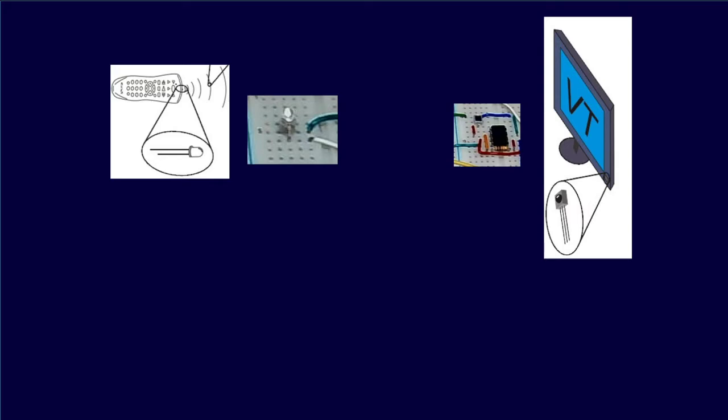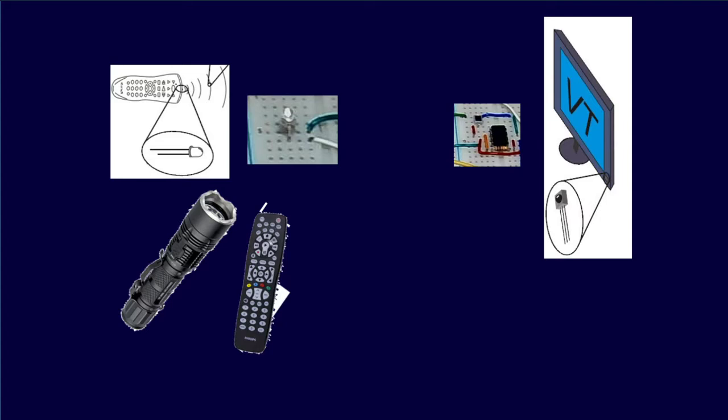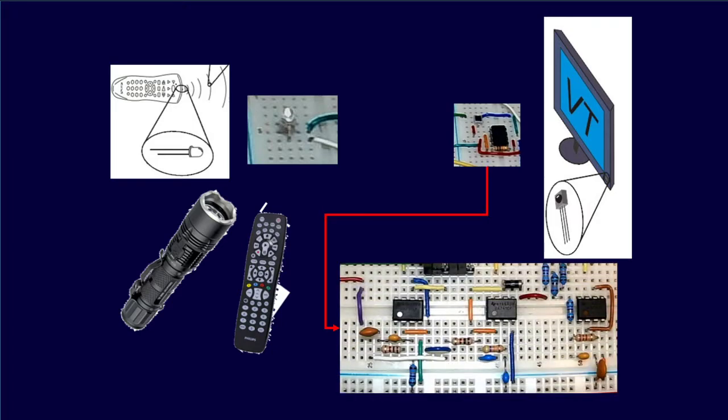Two sources of light will be the interferences. A flashlight that flashes at 250 Hz, which represents low-frequency interferences, and an actual remote control with a 38 kHz carrier to represent high-frequency interferences. The signal from the photoreceiver will be input into the circuit to test if it can tune in only the LED, and reject the interferences.